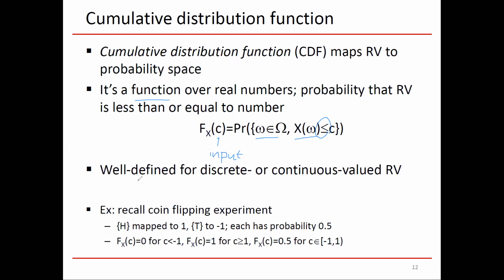And let's look at an example. Recall our coin flipping experiment. We had heads or tails, H or T. Let's map H to 1, T to -1. I said that, well, earlier I had an example where each of them had probability 0.5. I modified them, one was 0.6, another was 0.4, but forget about that. Let's look at the simple case where each has probability 0.5. And let's calculate the function F_X of c.